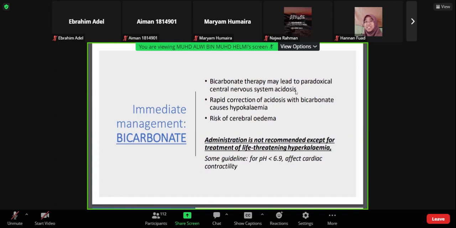The next is bicarb. Never give bicarb. Remember, never give bicarb, even though the acidosis is there, except if ordered by a specialist, or the pH is less than 6.9. It's too acidotic. Basically, in the world, there are not many conditions where you see someone alive with pH less than 7, except in DKA. Only a child with DKA can remain alive with pH less than 7.